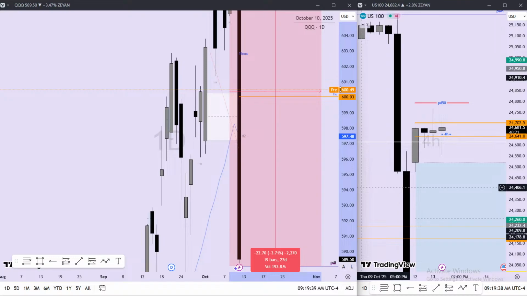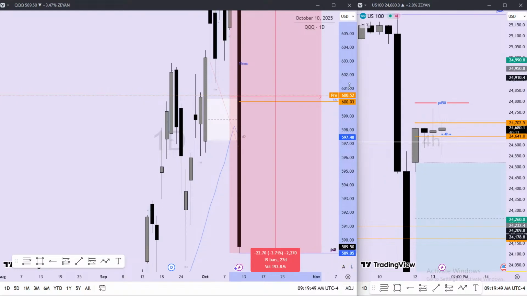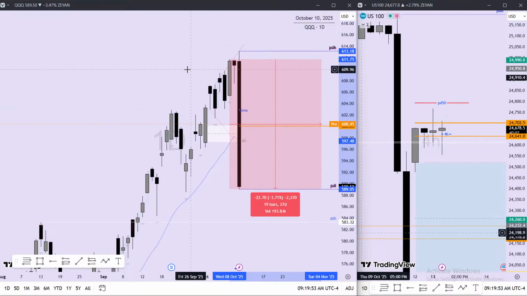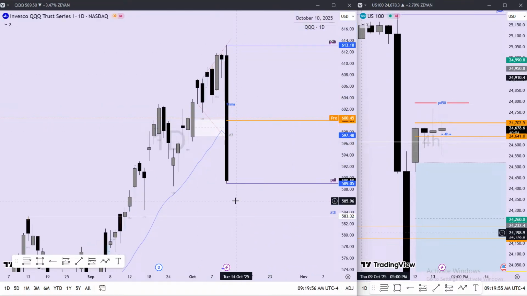We are opening right around this 600 point. This is the pre-market level. So I have marked this 50% along with other confluence as 600.03. So we have the previous day high, the previous day low, the previous week high, the previous week low, and 50% and the 20-day period moving average and this gap.